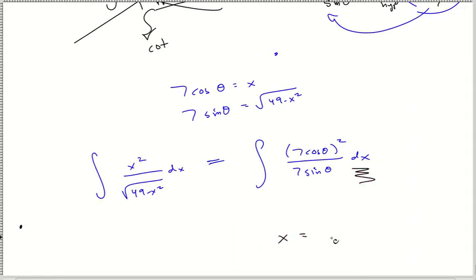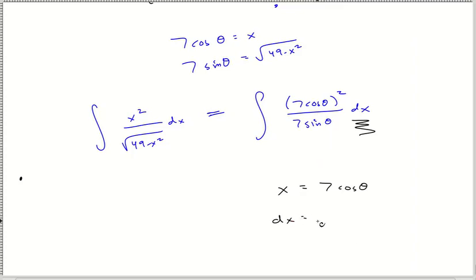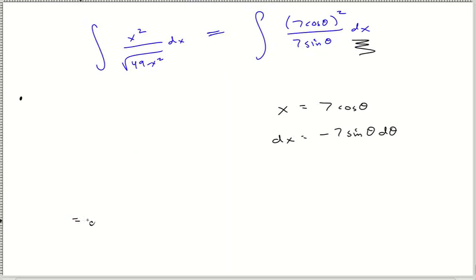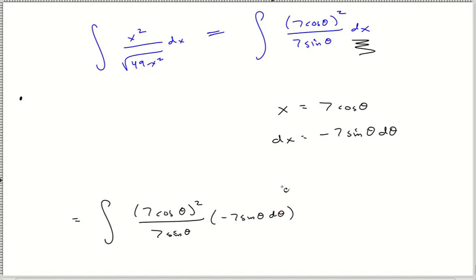Let me go back to some basics. I have x is equal to 7 cosine theta, right? Well, what if I took a derivative implicitly on both sides? I know I'm just throwing some funny words out there. X prime is basically dx, and the derivative of cosine makes a negative sine theta d theta. Remember, d theta. It's just kind of like a u substitution. You're actually doing implicit differentiation every time. Did you know that? So I now have my 7 cosine theta squared, 7 sine theta, negative 7 sine theta d theta. Everything is now thetas.